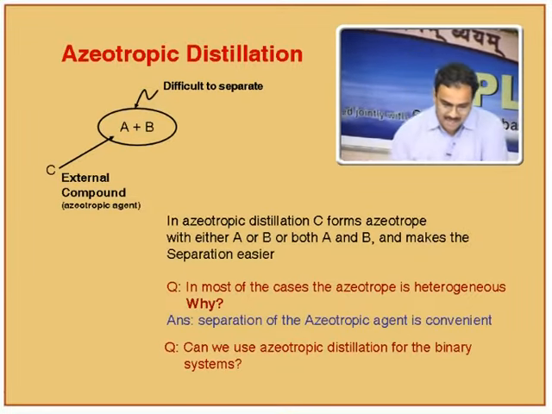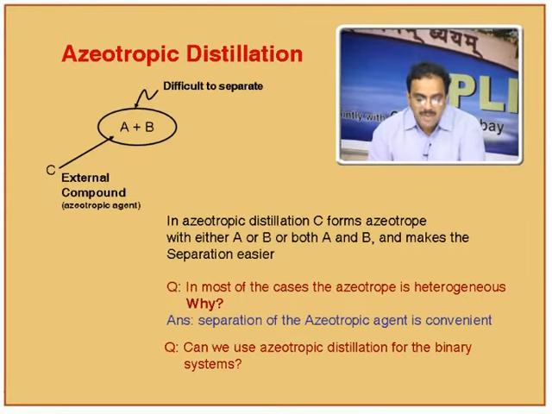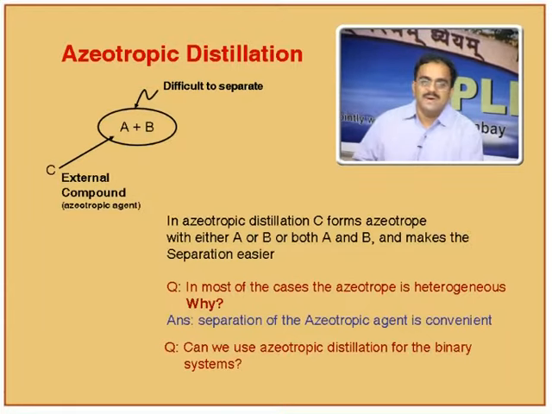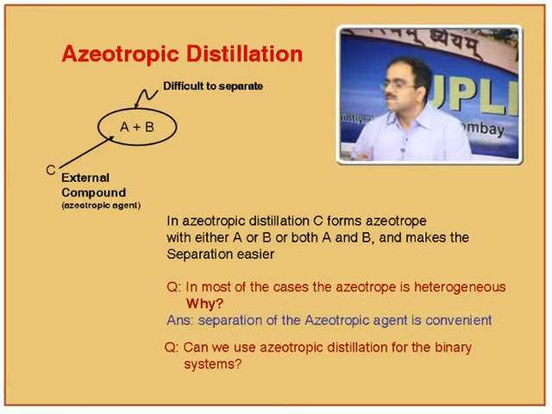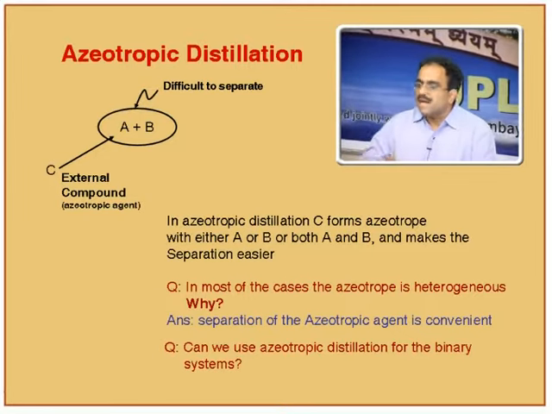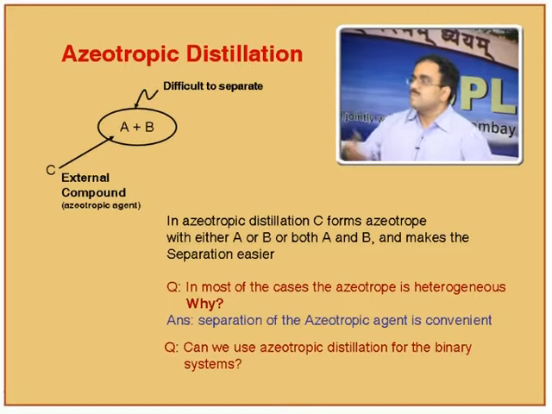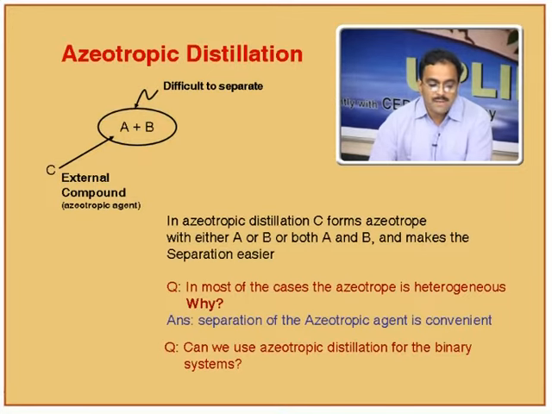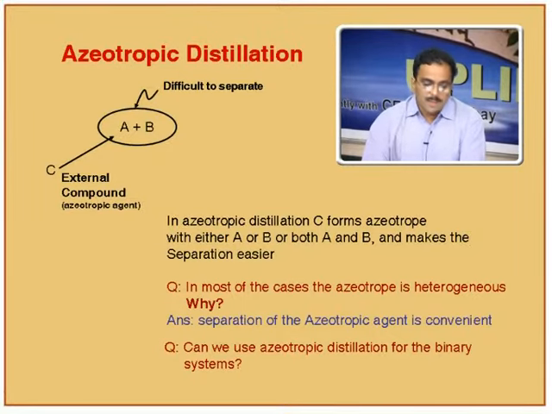And why? Of course the answer is given here. You are forming an azeotrope, and the azeotrope has to be broken later. If benzene is forming an azeotrope with ethanol or water, what will happen? I can separate that azeotrope and make the separation of ethanol and water easier. A and B, ethanol and water, are forming an azeotrope. I want to break this azeotrope by adding another component which forms an azeotrope. So fine, I will break this azeotrope and I will separate the azeotrope formed by this component.